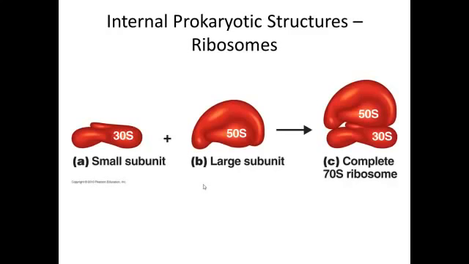Prokaryotic ribosomes have a 30S and a 50S subunit. You put them together and you get a 70S ribosome. Now you're probably going, 30 plus 50 is 80. Well, this isn't actual weight, this is sedimentation rates. But what I want you to remember is that you have a 30S, a 50S, and it makes a 70S ribosome.